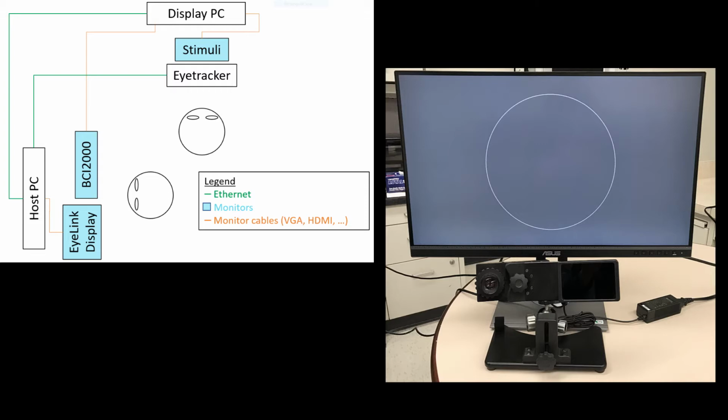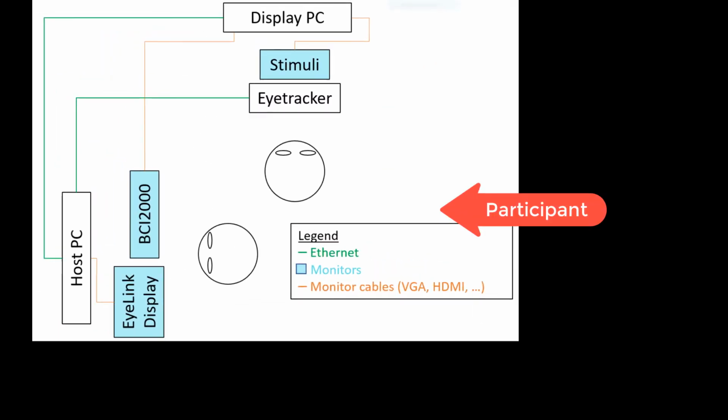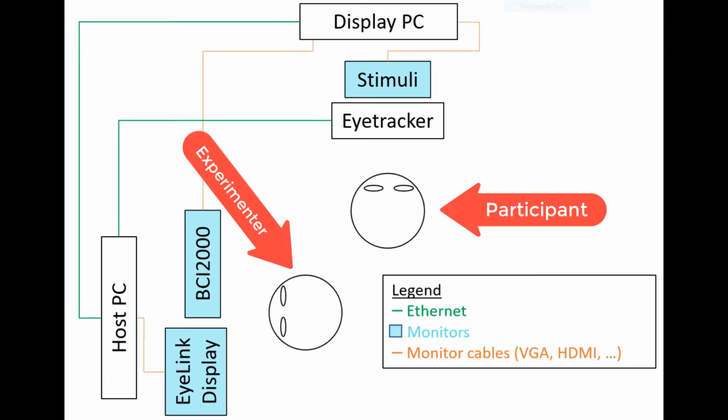Position the eye tracker in front of the display monitor used in the experiment. The participant will use the screen, while the experimenter will use the EyeLink and BCI2000 monitors.